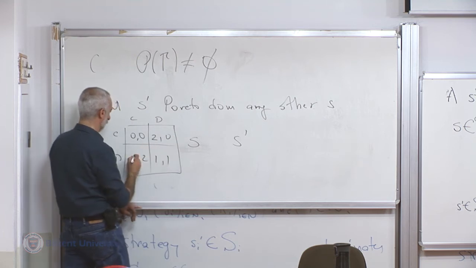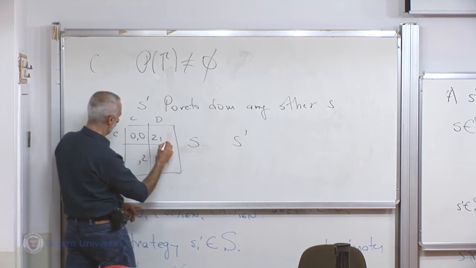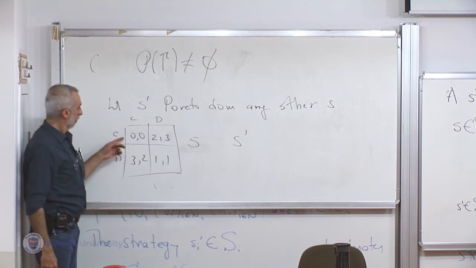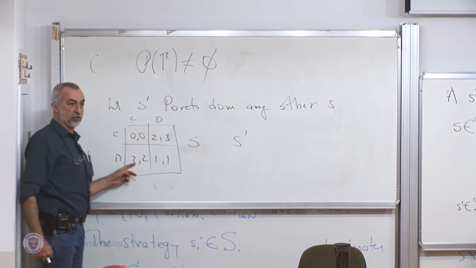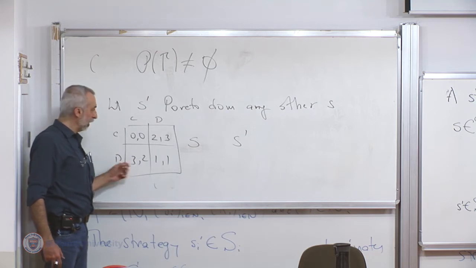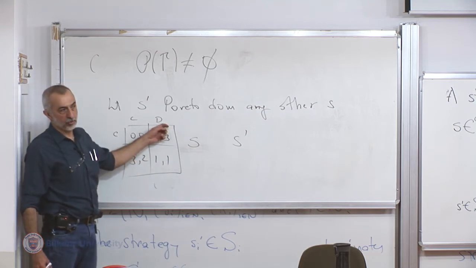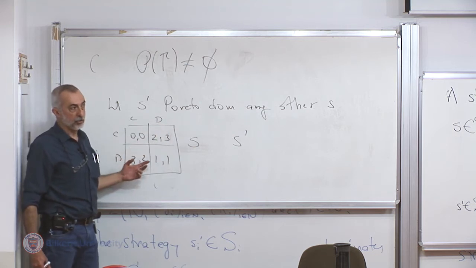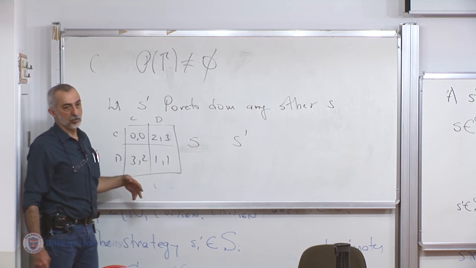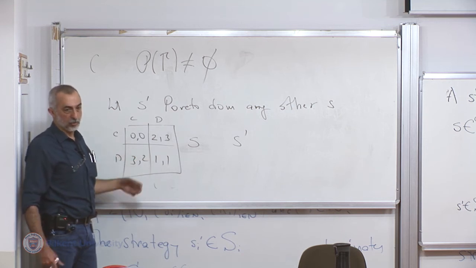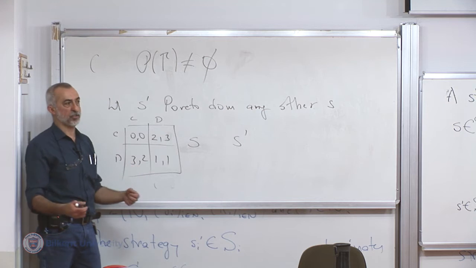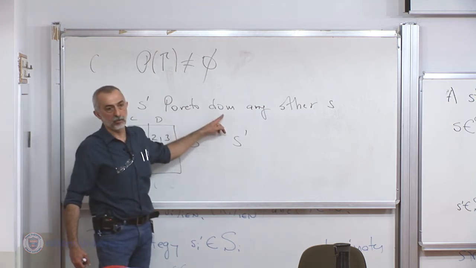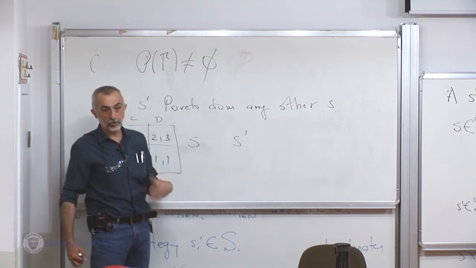Well, what do we have? I forgot. Okay, so CD does not Pareto dominate DC, nor does DC Pareto dominate CD. So Pareto domination is not a complete binary relation over strategy profiles. There could be some pair of strategy profiles which are incomparable via the Pareto domination relation. So it's not complete.